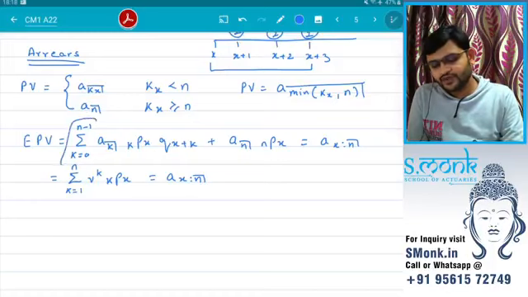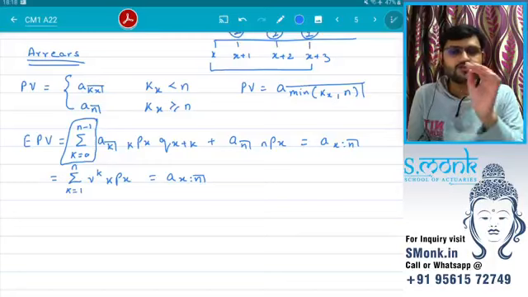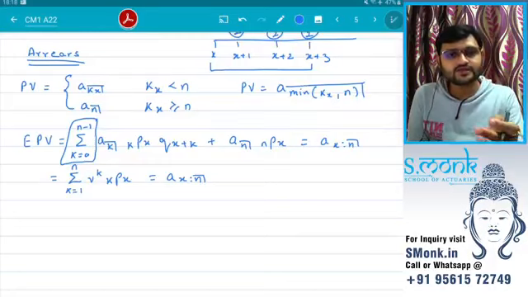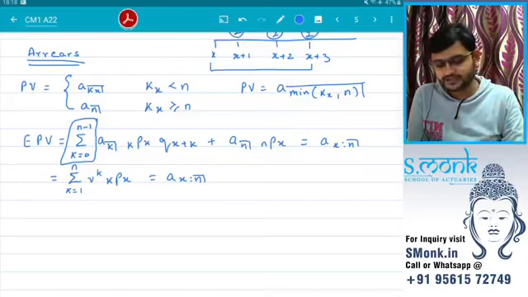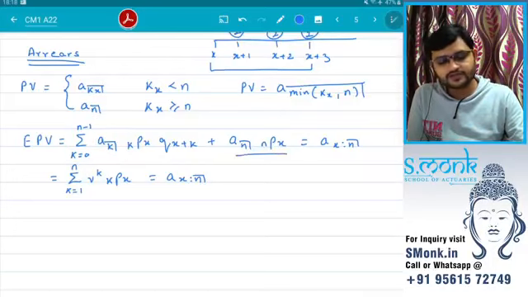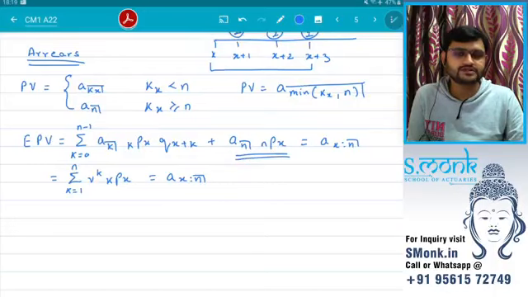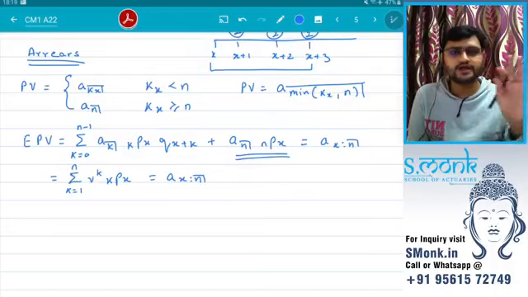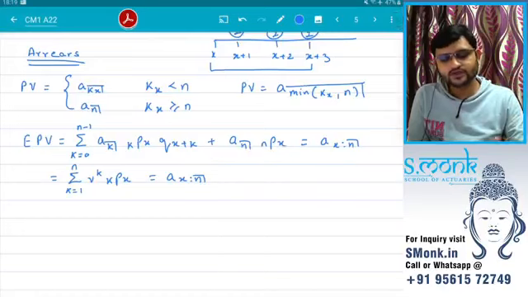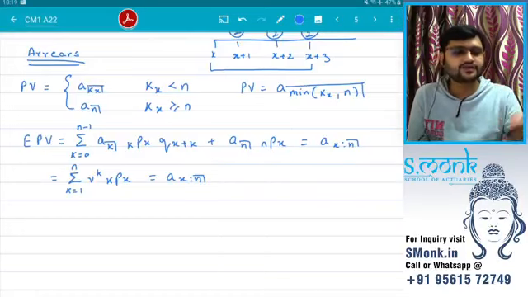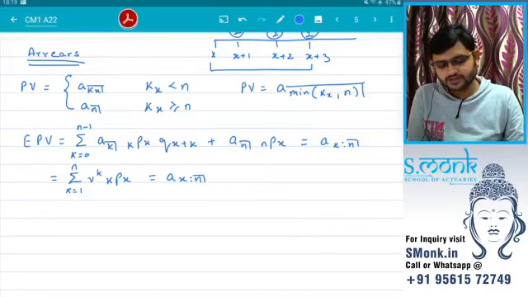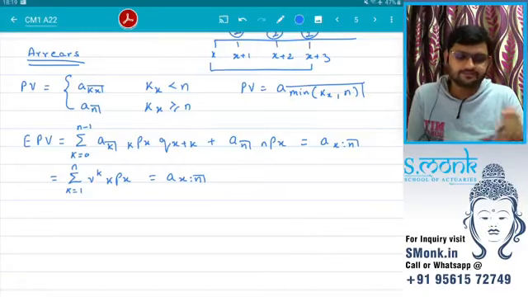So when we are talking about death of the person, we are only worried about the person surviving till n minus 1 years and dying within the next year. That is why we are going till n minus 1. And if the person survives, then after that we are not taking anything into consideration. So we don't know when the person might die after this, and we don't care about it, right? Because our policies are ended.